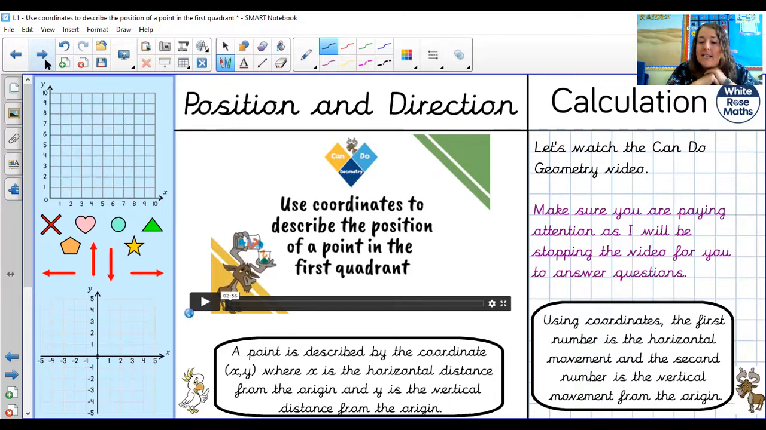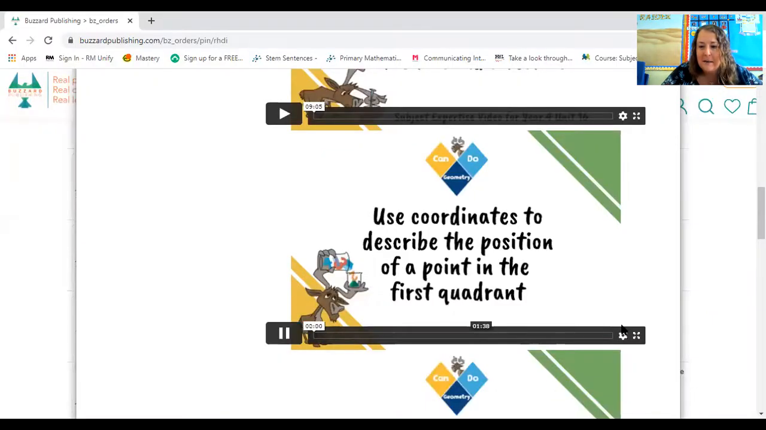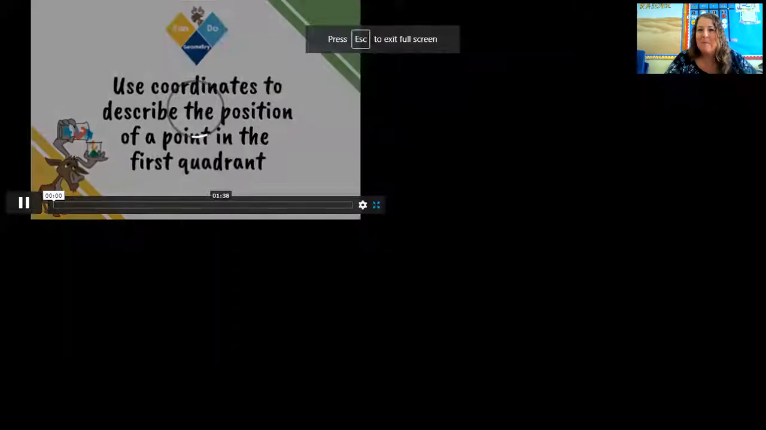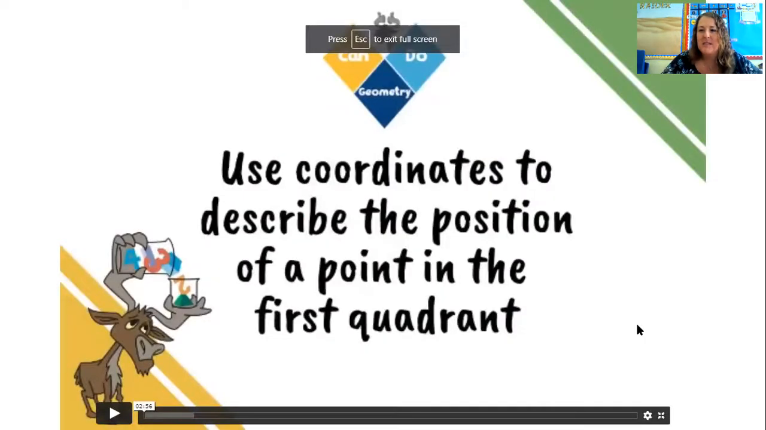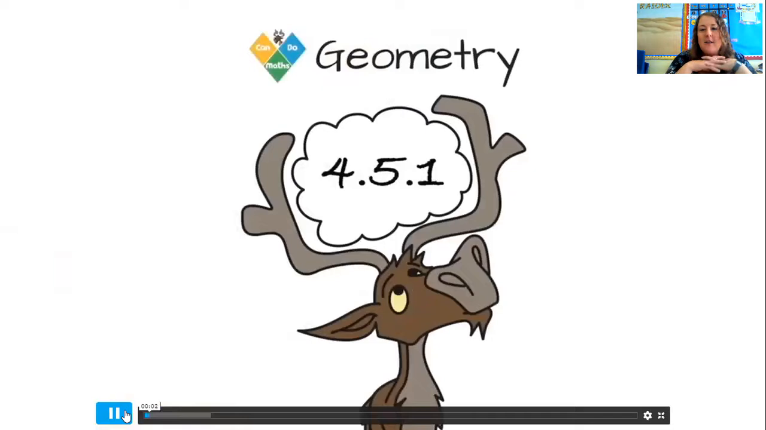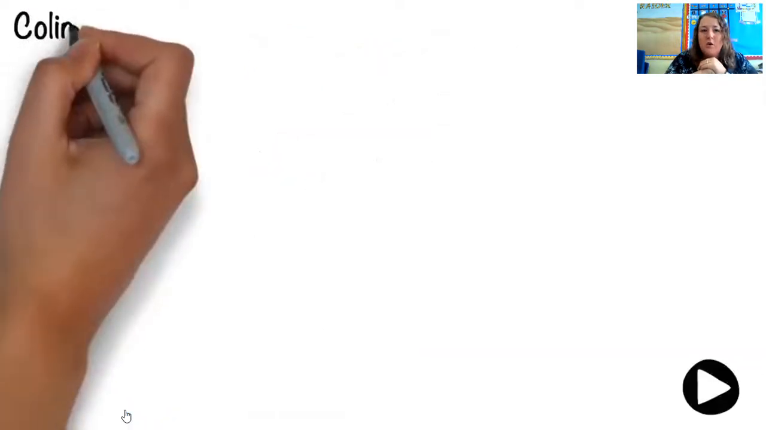Then Coco across the way says a point is described by the coordinate X, Y. So you can see that bracket and the comma in there, where the X is the horizontal distance from the origin and the Y is the vertical distance. Okay, let's have a look at our video then from Colin and Coco for this first lesson. Hopefully that's come up and you can see that there, and I will just be talking over it to help you. Okay, so this is our geometry unit. This is just the coordinates.